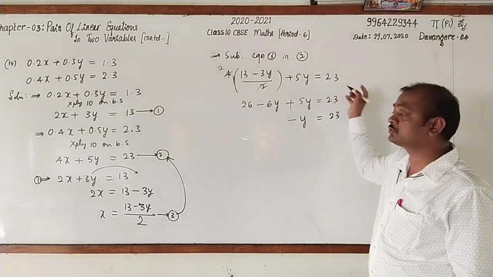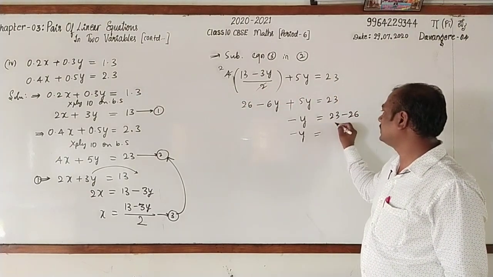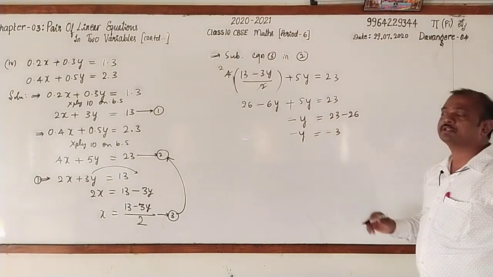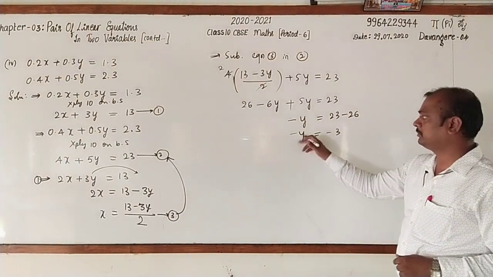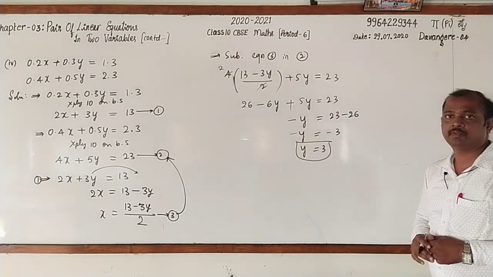Transfer 26 to the right hand side, minus 26. Then minus y is equal to 23 minus 26, which is minus 3. Minus minus get cancelled, y equal to 3.